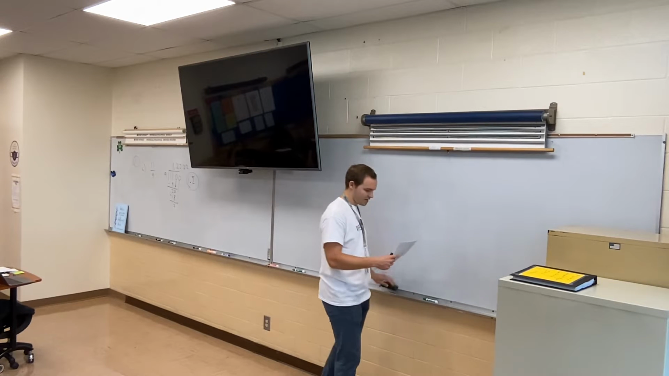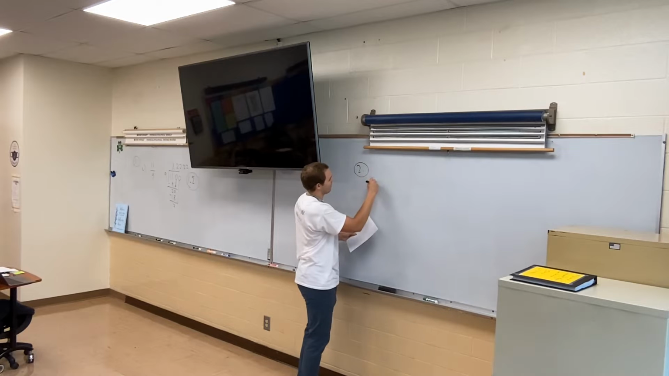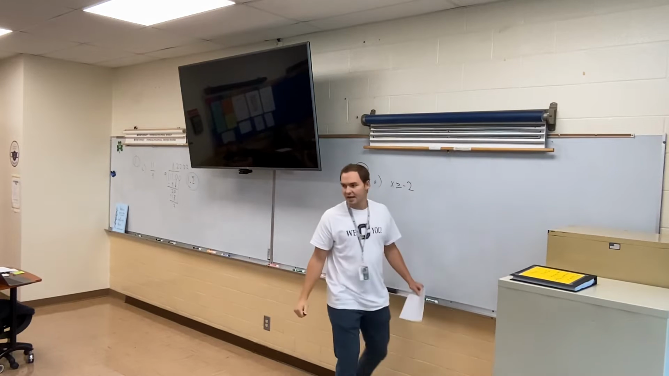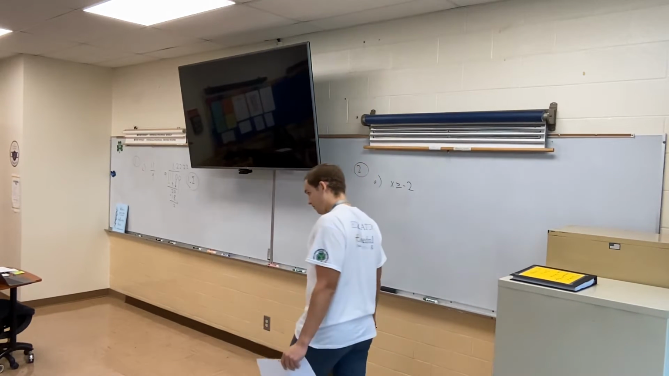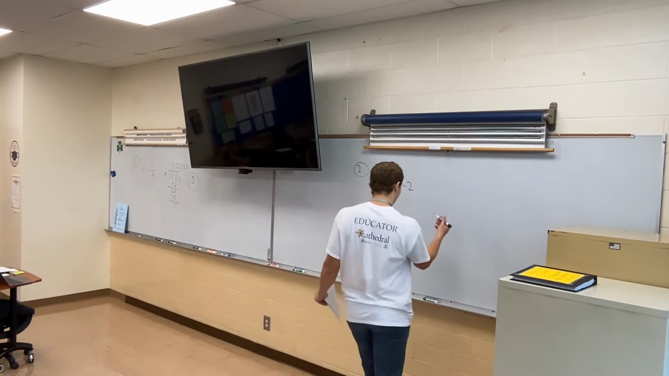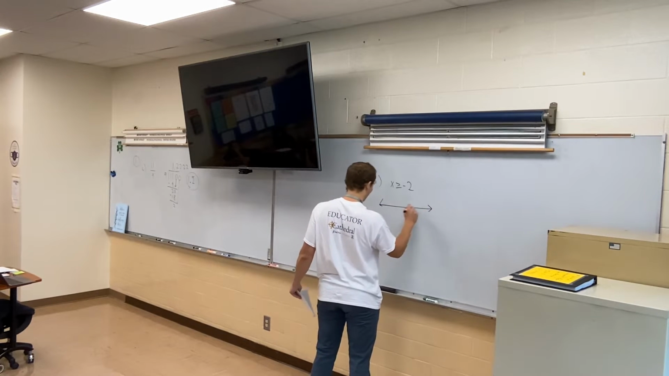Second section, 2A, graph on a number line. X is greater than or equal to -2. Any idea how to do this? Well, you do the line and you have to put the arrows on each side. So Silas is saying I first got to draw my number line, okay?